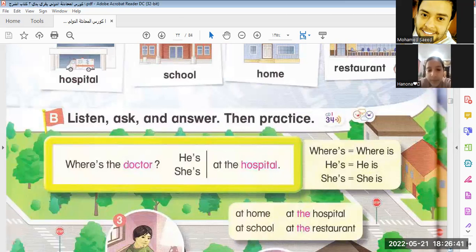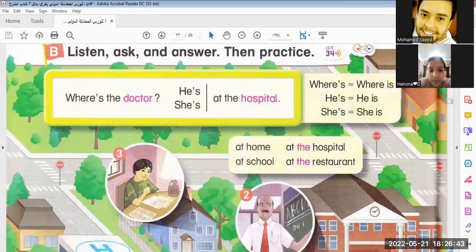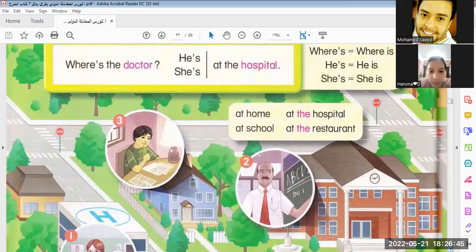Can you read this word, Sarah? Okay, at home, at school, at the hospital, at the restaurant. Before hospital and restaurant, we put the: at the hospital, at the restaurant. Let's practice.